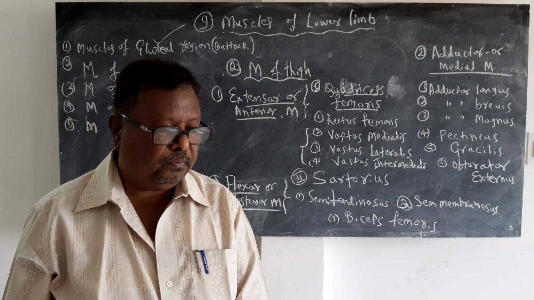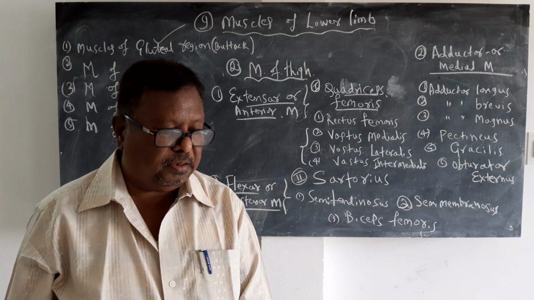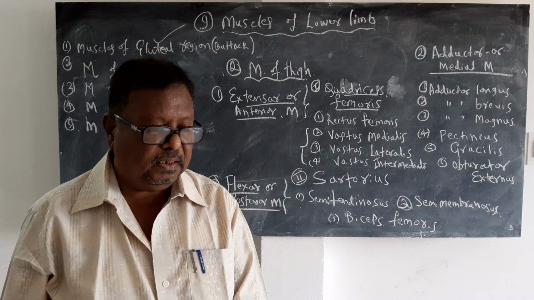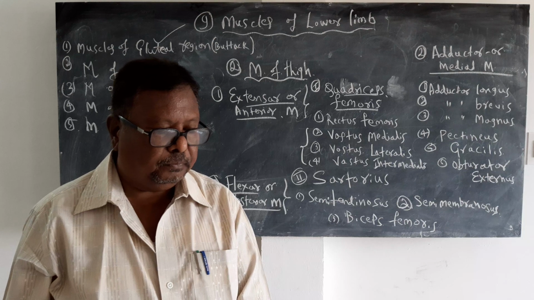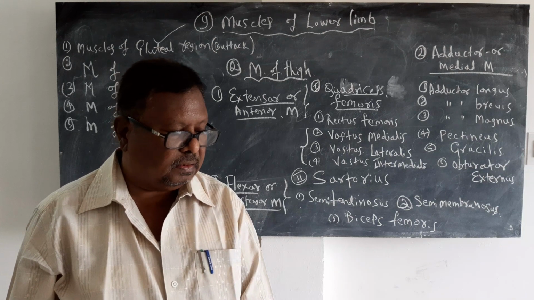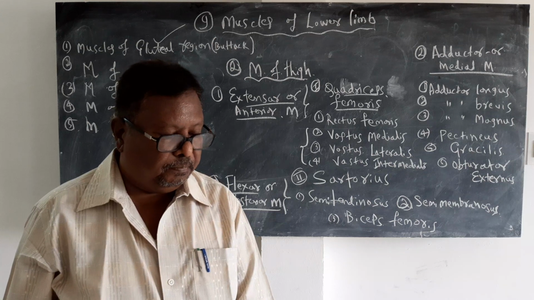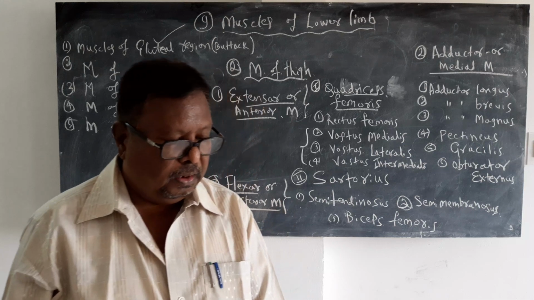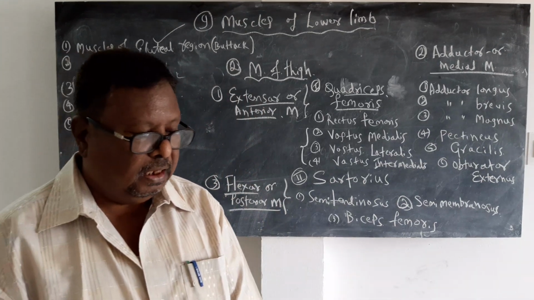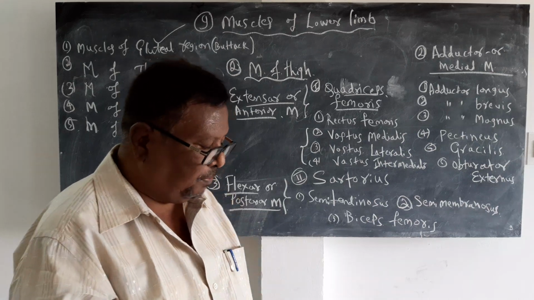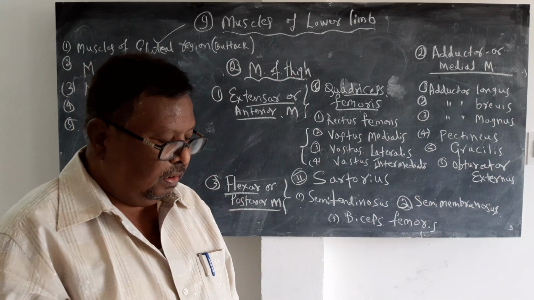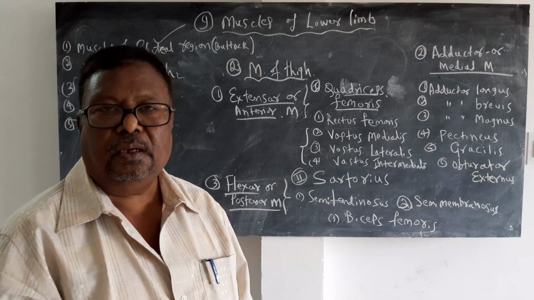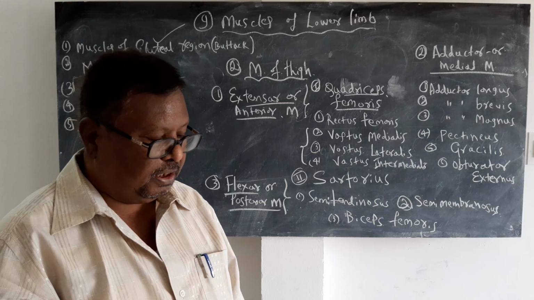Then pectineus, it has the most superior attachment of all the thigh adductors. It takes its origin from the pubis of the pelvic girdle. Then insertion into the posterior surface of the femur and the proximal part of the linea aspera. Coming to the action, the adduction, flexion and medial rotation of the thigh region. The thigh movement is controlled by this pectineus muscle.